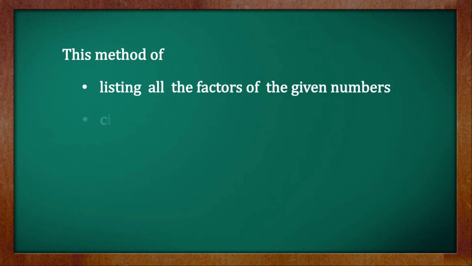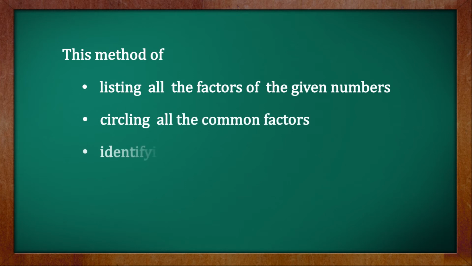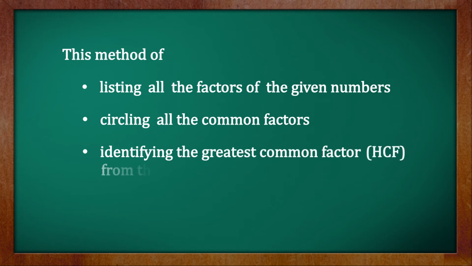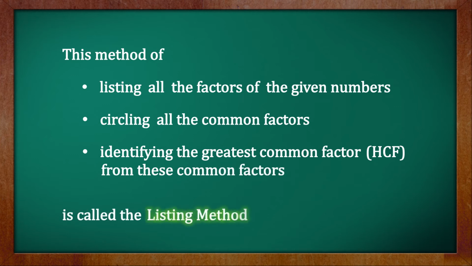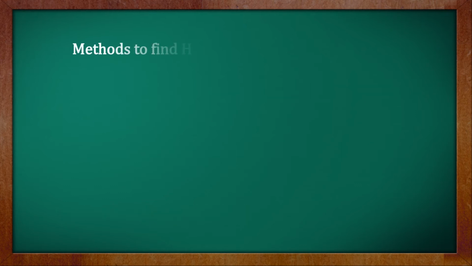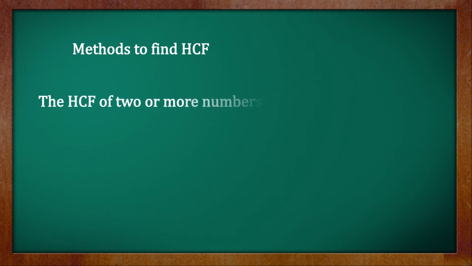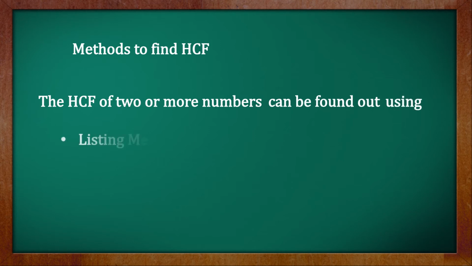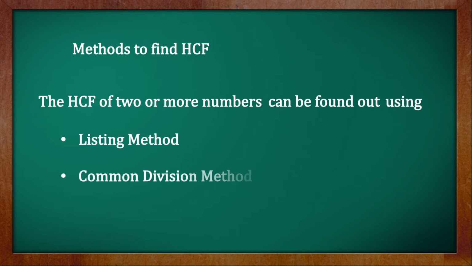This method of listing all the factors of the given numbers, then circling all the common factors, and thereafter identifying the greatest common factor, that is the HCF, from the common factors is called the listing method. But this is not the only method used to find the HCF. The HCF of two or more numbers can be found out using the listing method or the common division method.